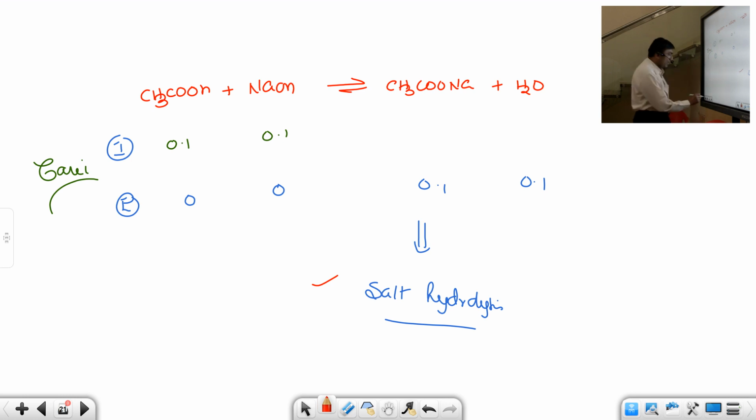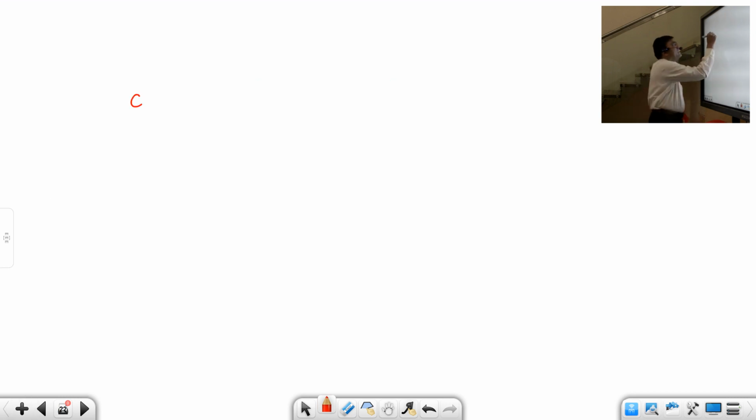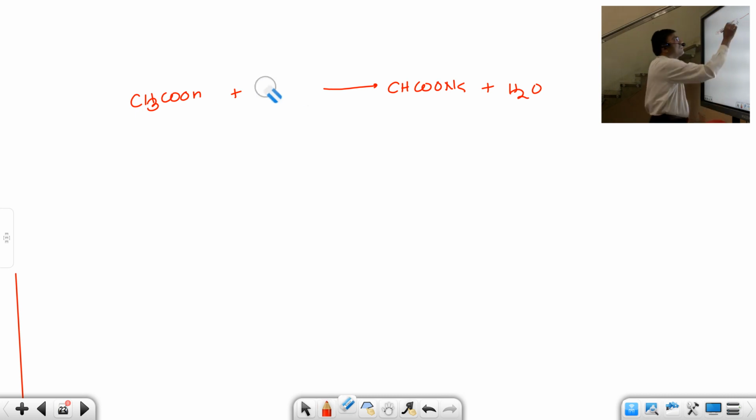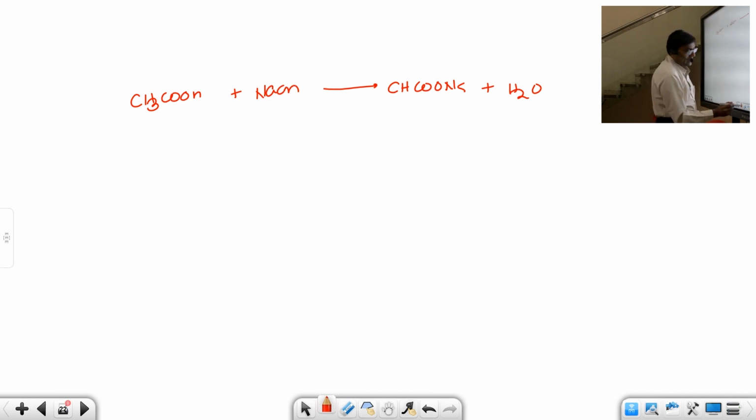Now I am explaining case 2. Let us take the same thing: CH3COOH plus NaOH gives CH3COONa plus water. Now have a look here, students. Here you take NaOH. So let us look at case 2.